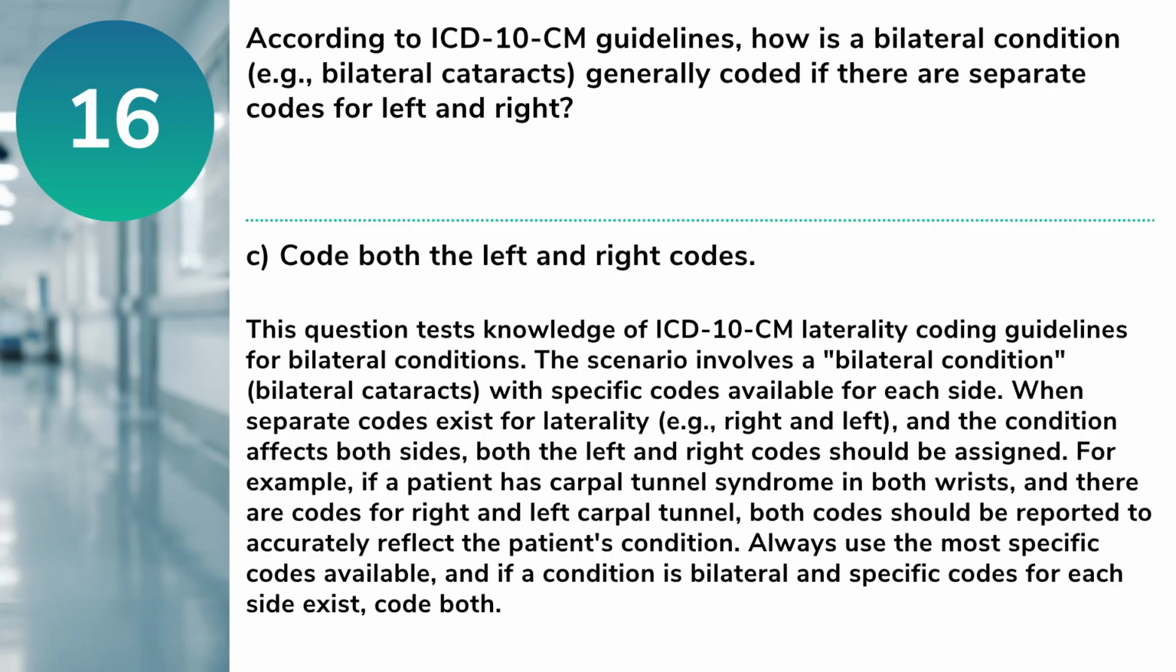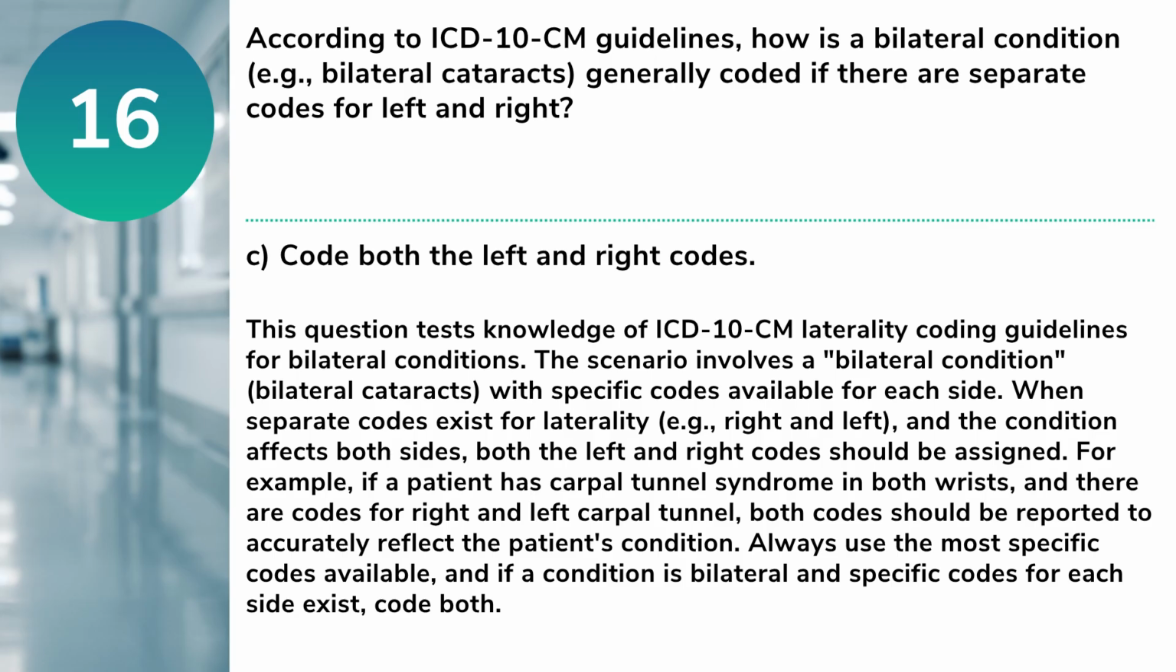Answer: C. Code both the left and right codes. This question tests knowledge of ICD-10-CM laterality coding guidelines for bilateral conditions. The scenario involves a bilateral condition, bilateral cataracts, with specific codes available for each side. When separate codes exist for laterality, e.g., right and left, and the condition affects both sides, both the left and right codes should be assigned.